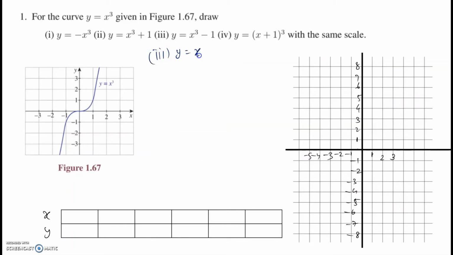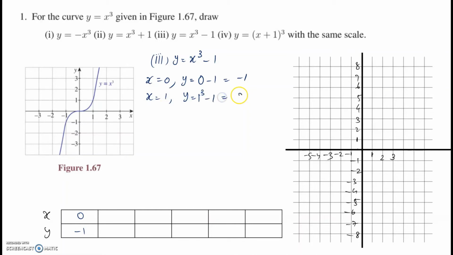Y is equal to x cubed minus 1. So let's again do, when x is equal to 0, y is equal to 0 minus 1, which is minus 1. So let's put these values here, 0 and minus 1. When x is equal to 1, y is equal to 1 cubed minus 1, that is 0. So 1 and 0. When x is equal to 2, y is equal to 2 cubed minus 1, which is 8 minus 1, and that is 7.